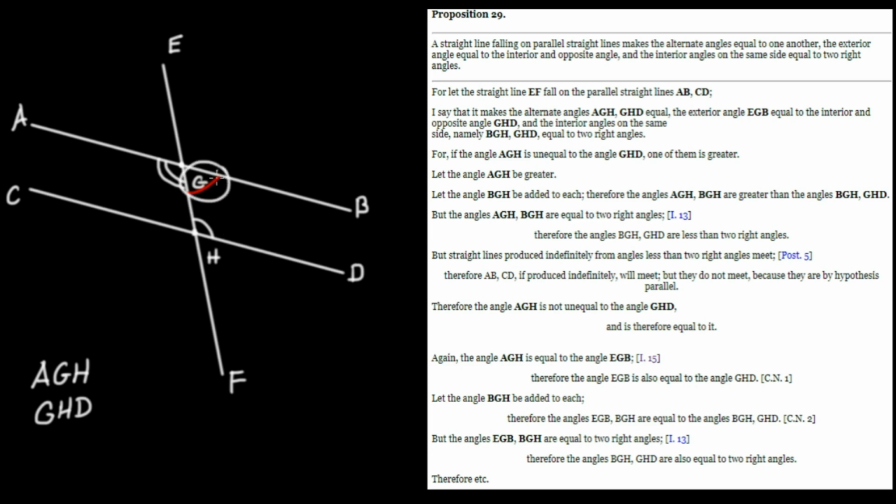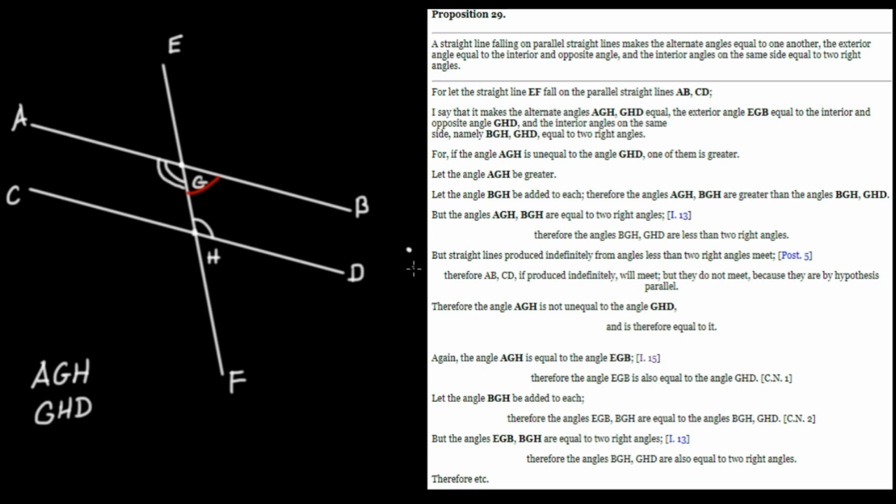But if those two angles are less than two right angles, then we have these two angles on some one side of the line cutting across two other lines being less than two right angles. And the fifth postulate, also called the parallel postulate, says if that happens, then these lines, AB and CD, will meet.